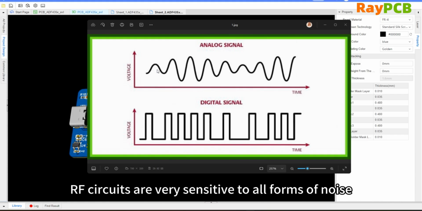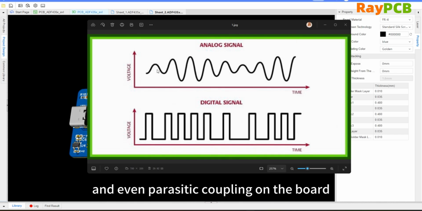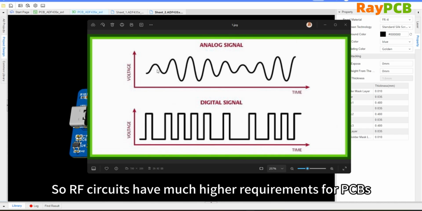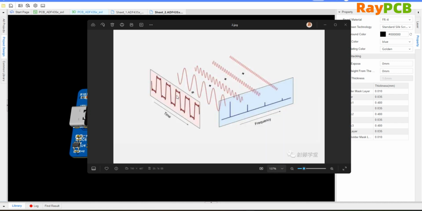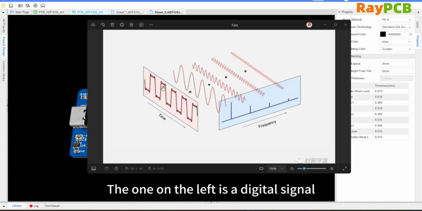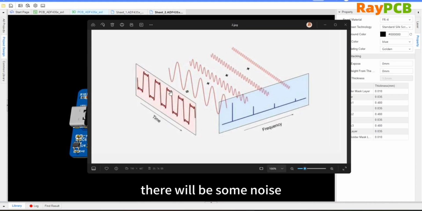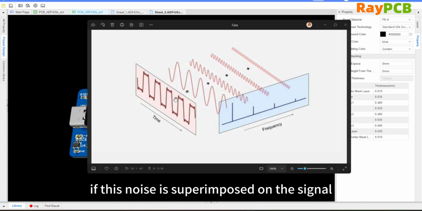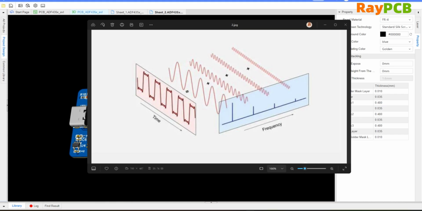RF circuits are highly susceptible to all forms of noise, including power supply noise, digital signal radiation, and even ground coupling on the PCB. This places very high demands on the design of RF circuits and PCBs. Let's take a look at a real-world example. For example, the one on the left here is a digital signal. We can see that there is some noise present at both the high and low voltage levels, but this doesn't really affect it. However, if similar noise were added to an analog signal, it could have a significant impact on the signal integrity.